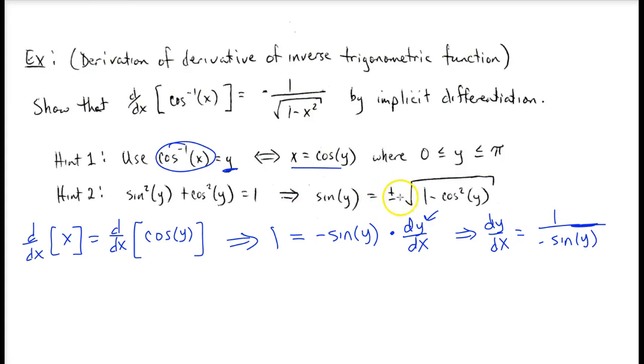Looking at this, one of the hints that I give you is that sine of y is equal to plus or minus the square root of 1 minus cosine squared y. We know that this comes from saying sine squared of y plus cosine squared of y is equal to 1, and algebraically manipulating that to solve for sine.